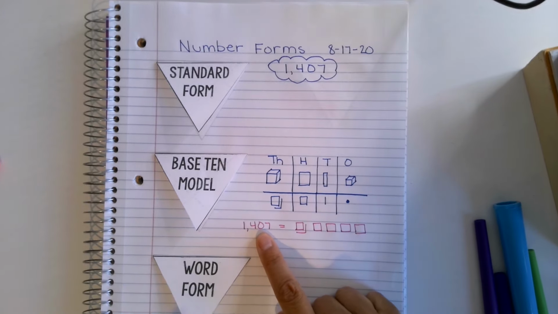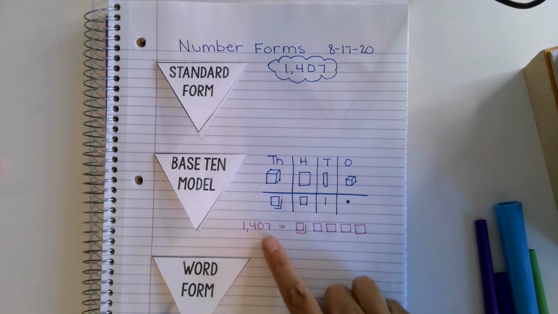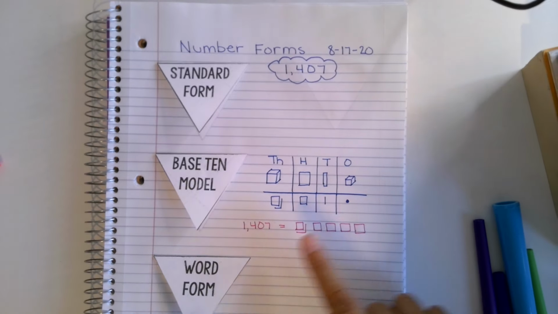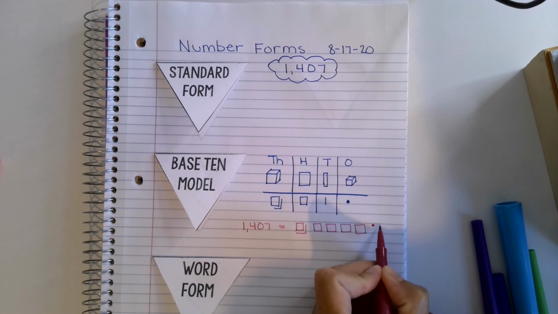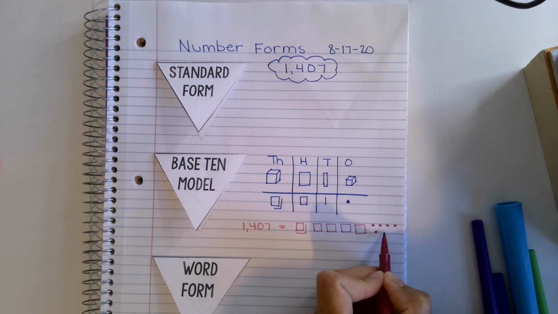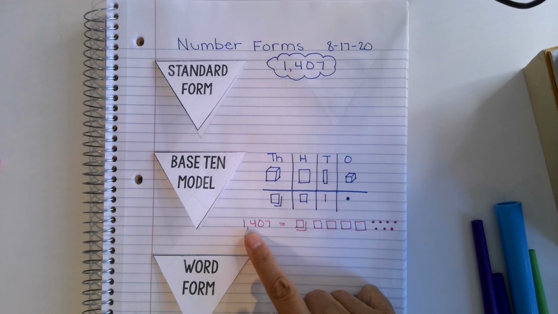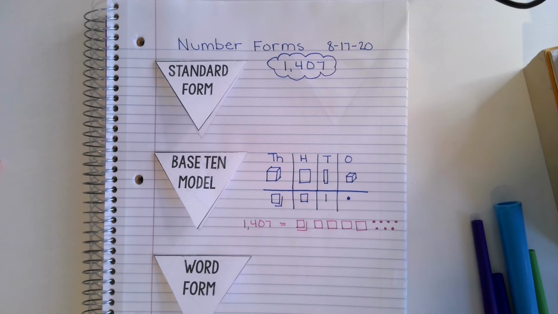Do I have anything in my tens? No. So do I need to draw anything for my tens? No. But then I just need to go to my ones, and we're going to use dots for our ones. So I have a 7 in my ones, so I need 7 dots. 1, 2, 3, 4, 5, 6, 7. Okay, so this number, 1,407, is this in base 10.